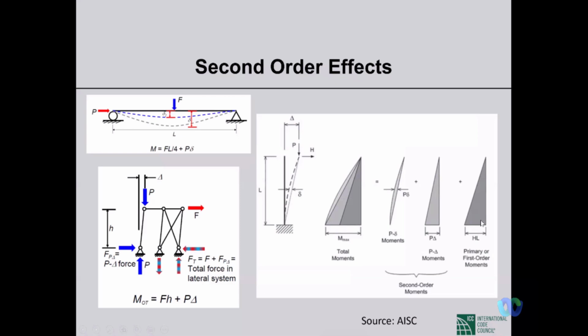So if we superpose all these, then we get the maximum moment. At the bottom, the moment will be HL plus P large delta, but in the middle, it will not be just the summation of the two moments on the right-hand side. There will be another P small delta moment here. So this is the ultimate second-order effect if we consider both P large delta and P small delta effects. So these are the second-order effects. We have to consider both.